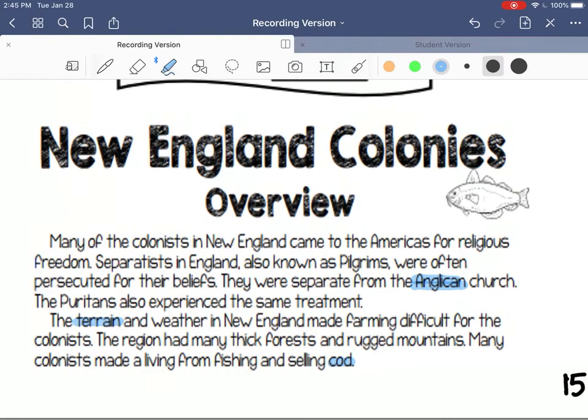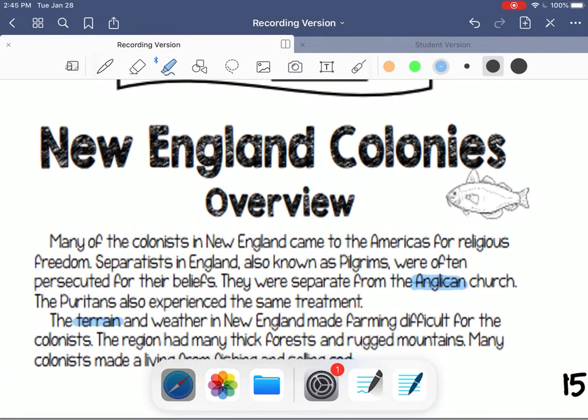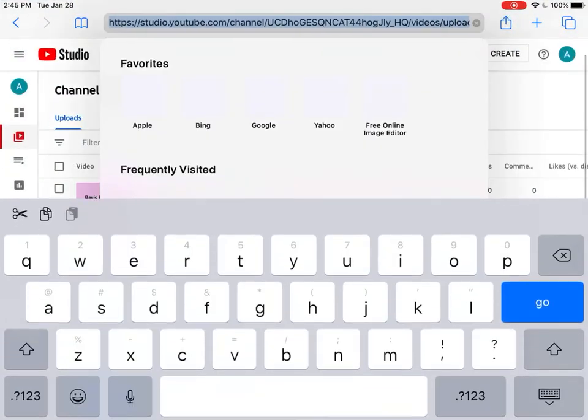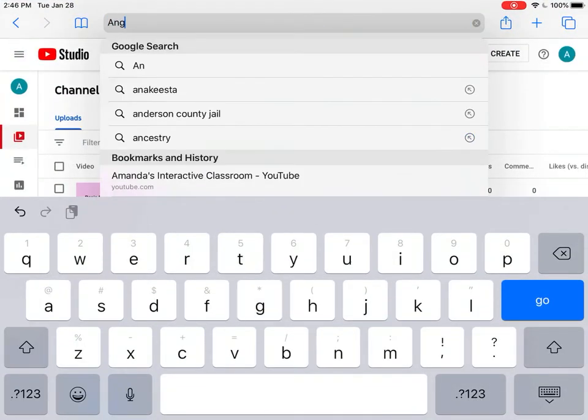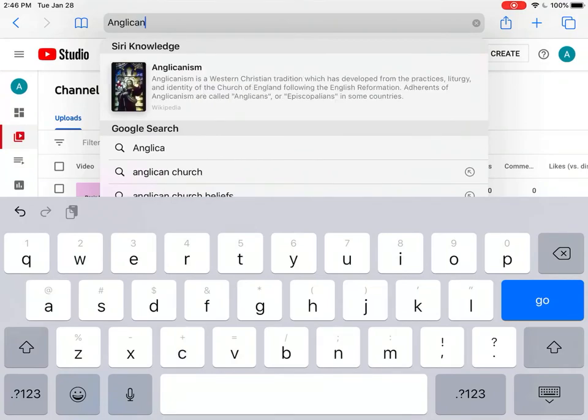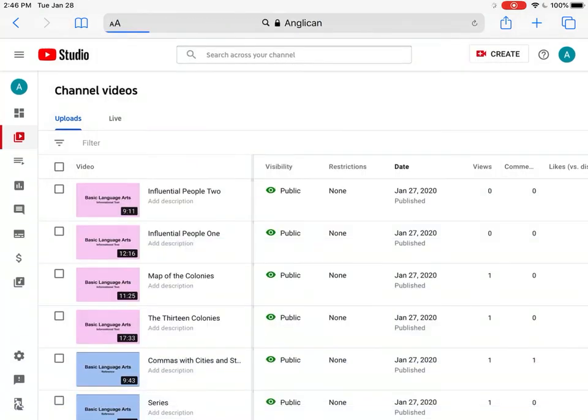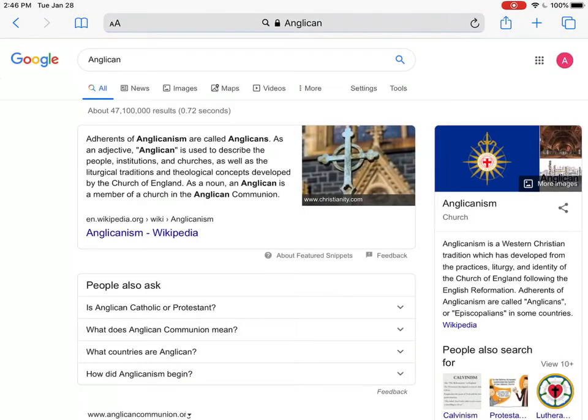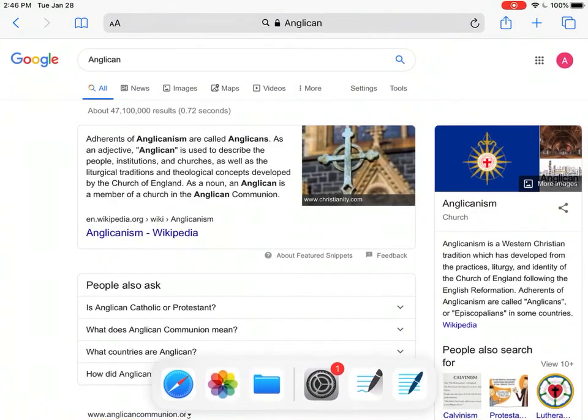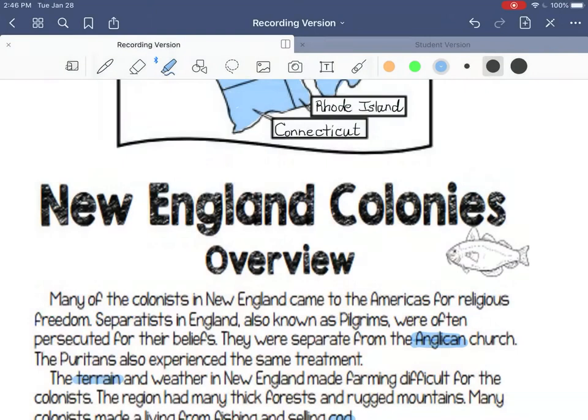If you have questions about any of the other words, let me remind you how you can look them up if you have the internet, or you can call me and I will help you with them. For example, the word Anglican. If you search for Anglican, it gives you a very long definition. Concepts developed by the Church of England. That's the definition that I think of, but you can look up your own words, or again, you can call me if you need help with them.